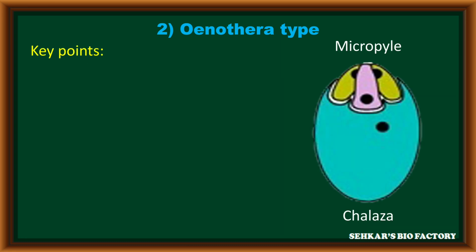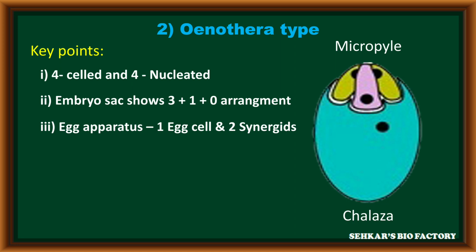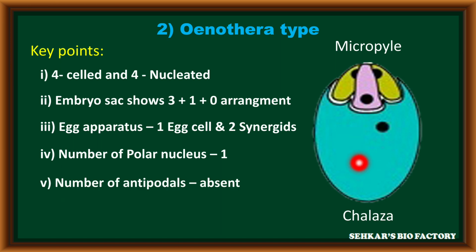The main key feature of the Oenothera type is that the embryo sac is a four-celled and four-nucleated structure. In this, the embryo sac shows a 3 plus 1 and 0 arrangement. In the structure of the Oenothera type of embryo sac, the egg apparatus, which is present towards the micropylar end, has 3 cells. In this, the central large cell is called the egg cell and the two lateral cells are called synergids. In this embryo sac, the central cell contains only one single polar nucleus. Towards the chalazal end, antipodals are absent. These are the main characters of the Oenothera type of embryo sac.